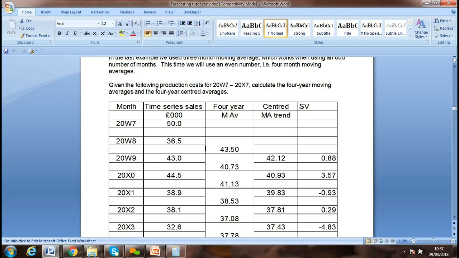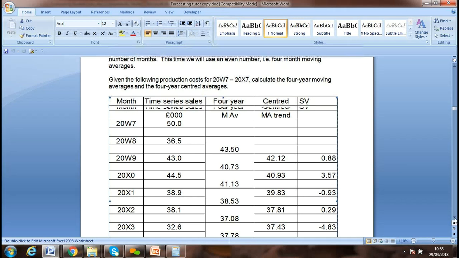My moving average is coming to 43. So I'm leaving the first 2 figures and I'm doing the one in between, the third. So that's the moving average. Then the central average: you add 2 and divide by 2. That is called the midpoint. 43.5, 40 point something. And what is the seasonal variation now? Between 43 and 42.12, the seasonal variation is 0.88.